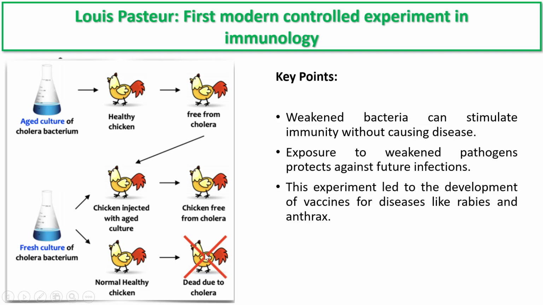So this is exactly what is happening in vaccines. The exposure to weakened pathogens protects against future infection. This experiment led to the development of vaccines for diseases like rabies and anthrax. So this was the Louis Pasteur experiment, from where he found that when the culture is kept for a quite longer time, it will get weakened. So from here, the concept started that we can infect an individual with a weakened bacteria, so that the body itself will start forming antibodies against that.